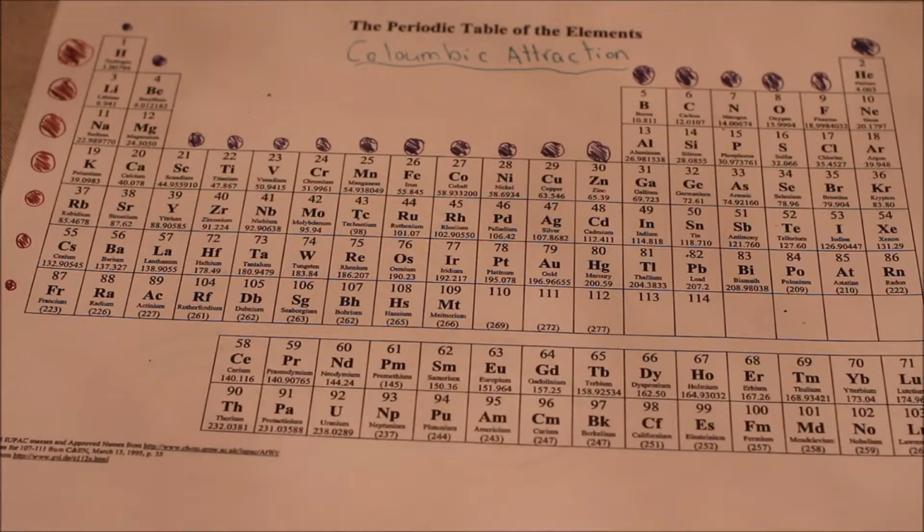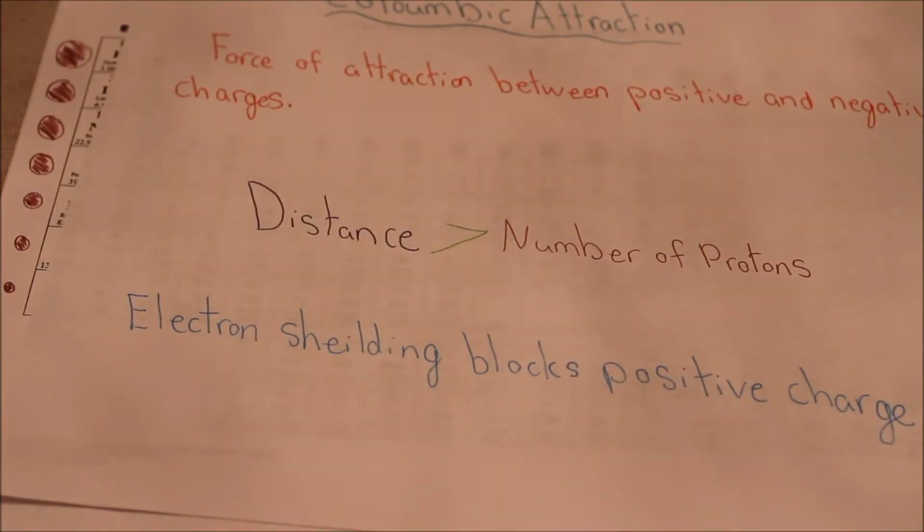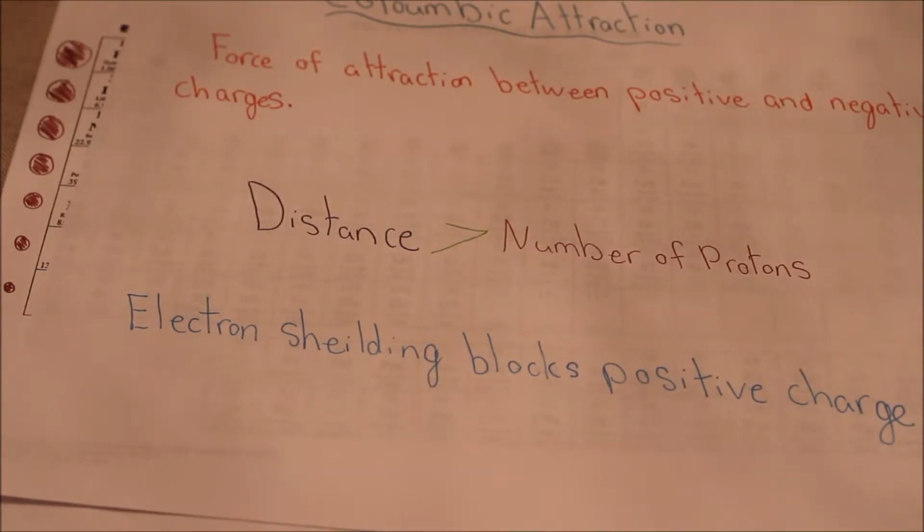So you're probably sitting here wondering, well, then if Coulombic attraction remains the same across a period, why does it decrease as you go down a group? And that's because of a little thing that we call electron shielding. Basically, as you move down a group, you're going to be adding more energy levels. And with those energy levels, you're adding on more electrons, and those are going to block out that positive force from the protons.